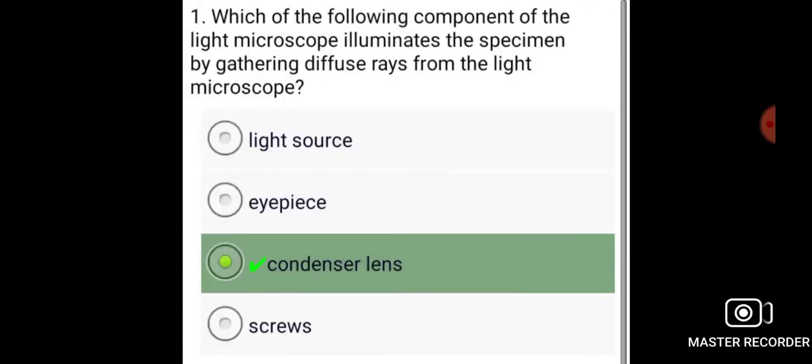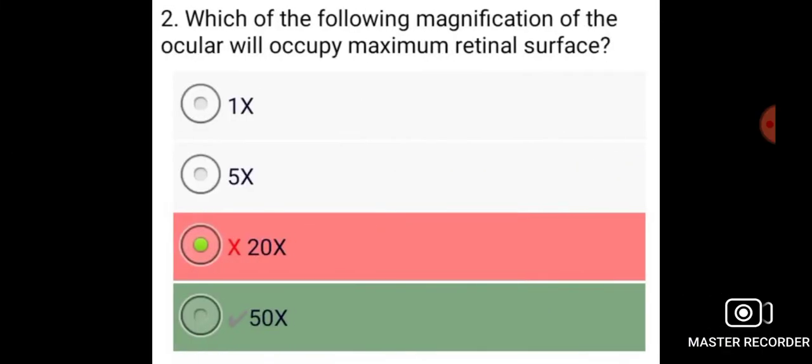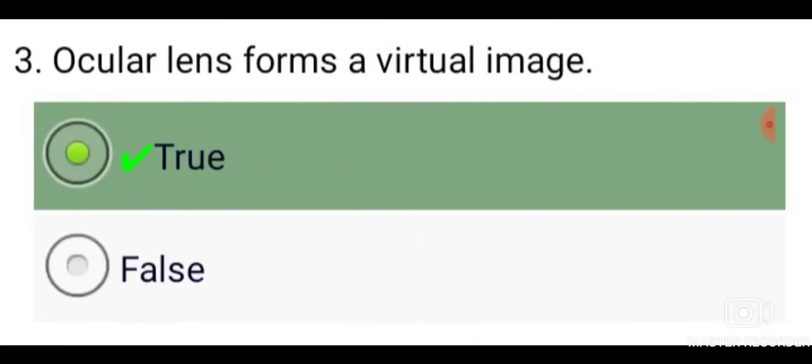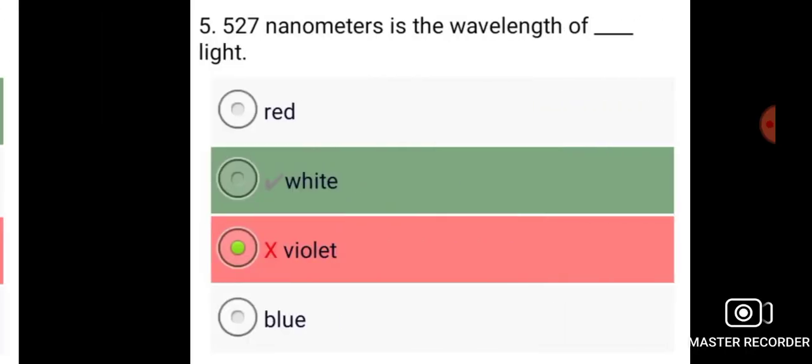Which of the following component of the light microscope illuminates the specimen by gathering diffuse rays from the light microscope? Condenser lens. Which of the following magnification of the ocular will occupy maximum retinal surface? 50x. Ocular lens forms a virtual image. True. The resolution attained by microscope is limited by diffraction.